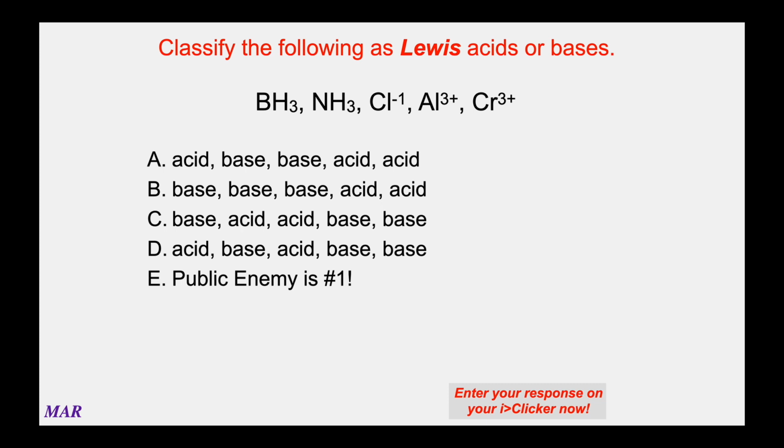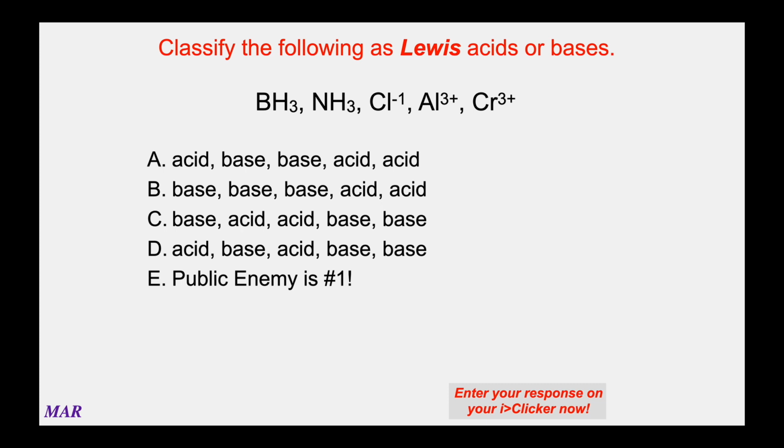I'm assuming you've had a chance to work on the question. You want to talk about the answer, so let's do it. Lewis acids can accept lone pairs of electrons. They're lone pair acceptors. Lewis bases are lone pair donors.